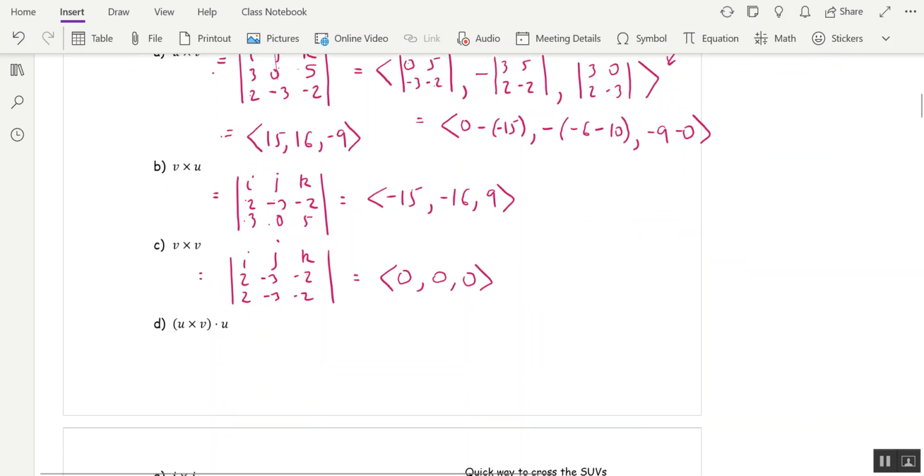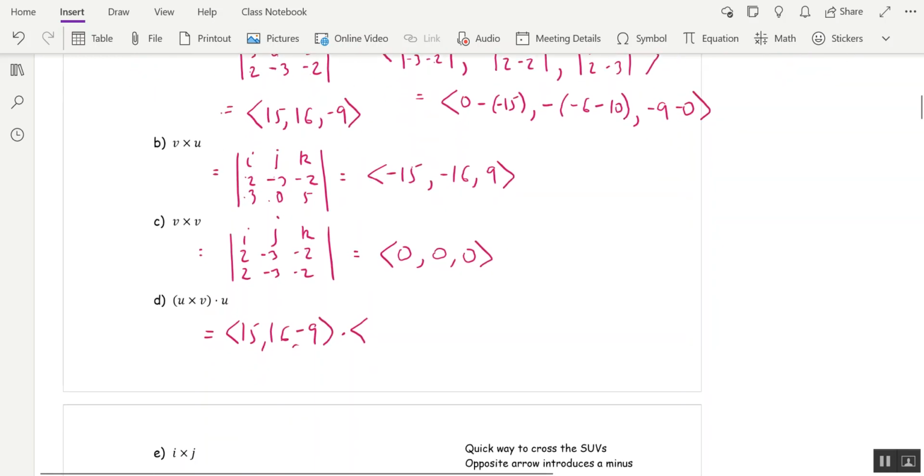And then this last one, guess it's not a coincidence either. What happens when we take U cross V and we dot it with U? So U cross V is 15, 16, -9. And I'm going to dot it with U, which is 3, 0, 5. So we get 45 plus 0 minus 45. Oh, I get 0. So that means U is perpendicular to U cross V, because when two vectors dot to 0, they're perpendicular. So keep that in mind for later.